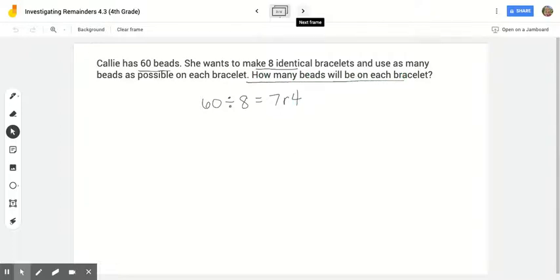Well, in this case, each of her bracelets needs to look identical. So when we have these 4 beads left over, she's not going to be using them. So in this case, Callie is just going to drop her remainder. She's going to say, I'm not using that this time. So sometimes we just drop the remainder. Not all the time, right? Last time we had a fraction, but this time it makes sense to say, I'm not going to use this for beads. All right, let's look at the next one.